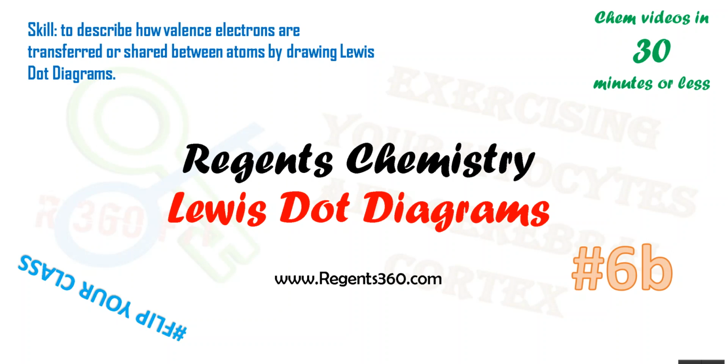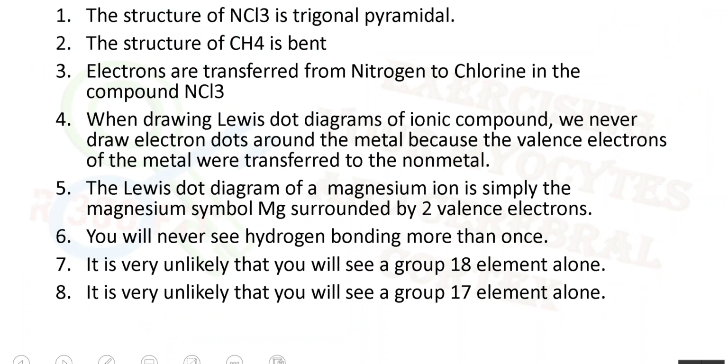Hi everyone, this is video 6B of the Regents chemistry curriculum, and today you're going to be able to describe how valence electrons are transferred or shared between atoms by drawing simply Lewis dot diagrams. So let's get started. Here are some questions. You should be able to answer these questions by the end of this video.